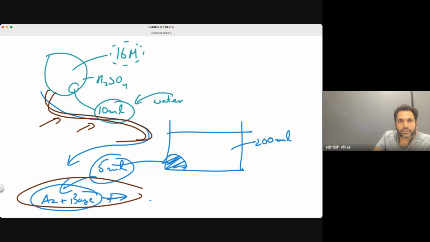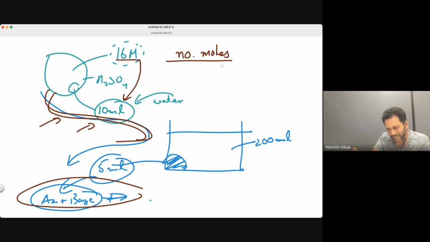You say, okay, 10 ml of 16 molar was taken. You concentrate on the number of moles alone. Number of moles is the key. Therefore, the whole concept is called the mole concept. Therefore, Avogadro, who figured it out, is a real genius. Okay, number of moles.